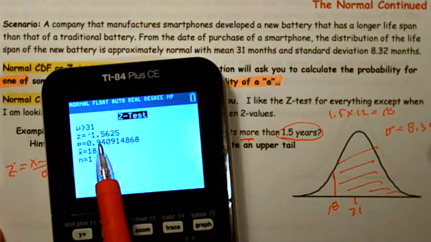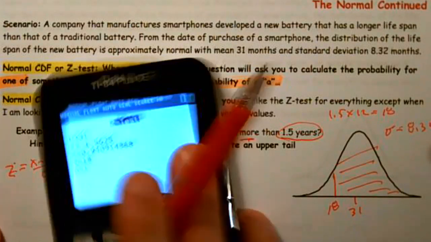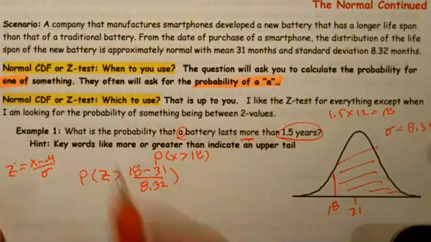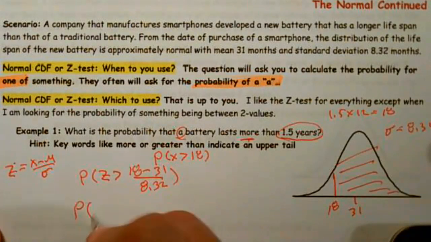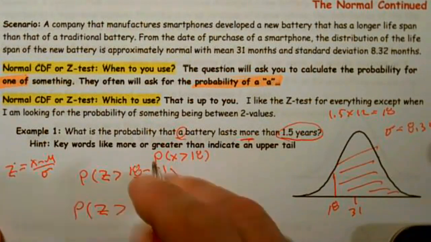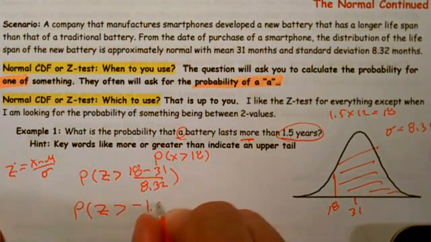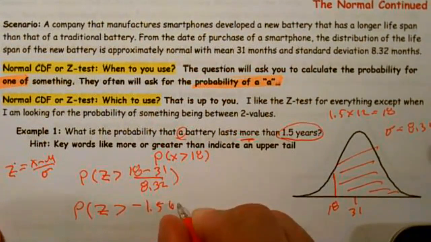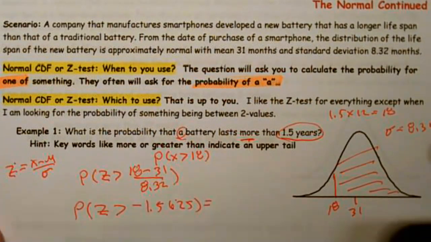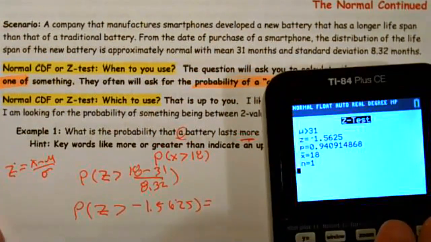But what I like about this method is it gives me my Z-score. So I have the probability that Z is greater than negative 1.5625, and that happens to equal the 0.9409.